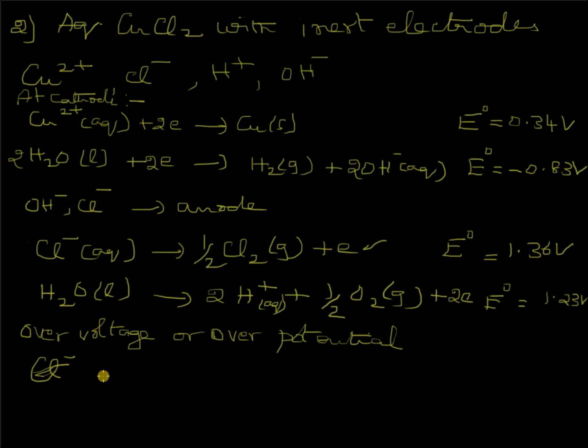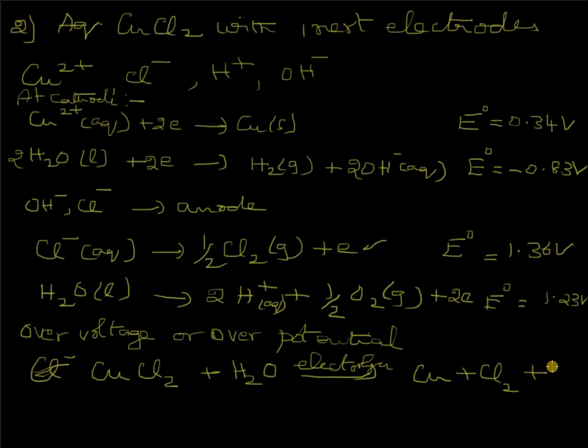Is that clear? So, when we pass electricity through copper chloride solution, I will write CuCl2 and H2O. When you electrolyze, the products are Cu at cathode and chlorine gas at anode, and water is still remaining in the electrolyte. Is that clear?